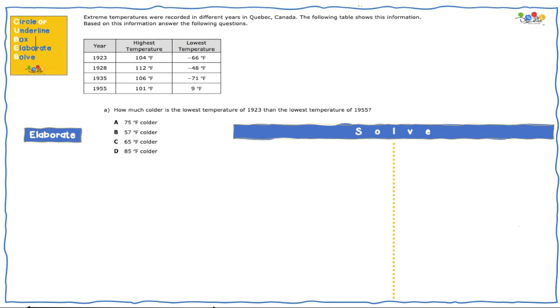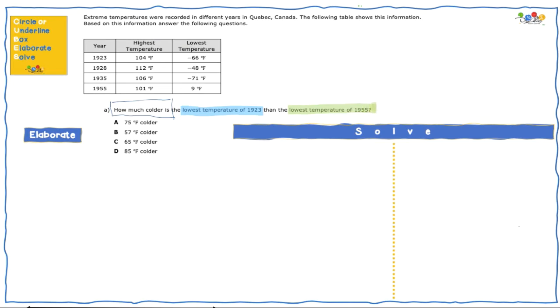Okay, and we keep doing our cube problem solving model we have on the left side, and then on the top section I didn't see any numbers and neither the question, so I'm gonna come to the next section, and I know the whole table is gonna be important anyway, so I'm gonna box the question in this case, and the question is how much colder is, and I'm gonna change the color because there's a lot of information, the lowest temperature of 1923, then they are comparing, then lowest temperature of 1955.